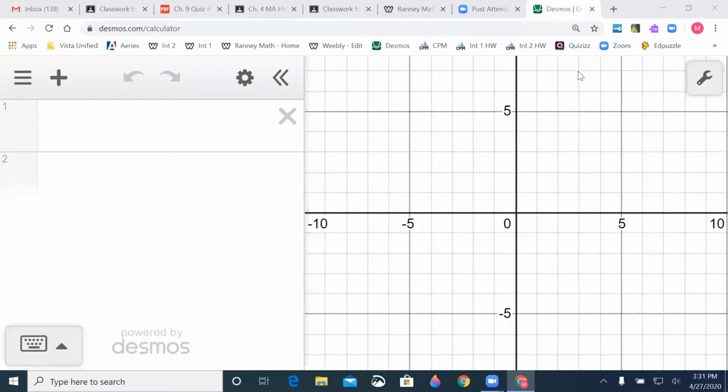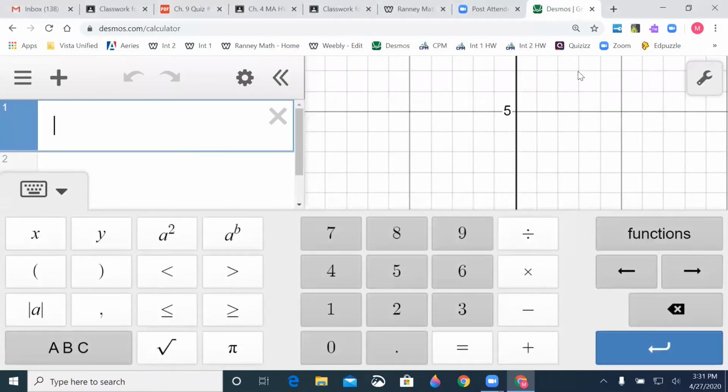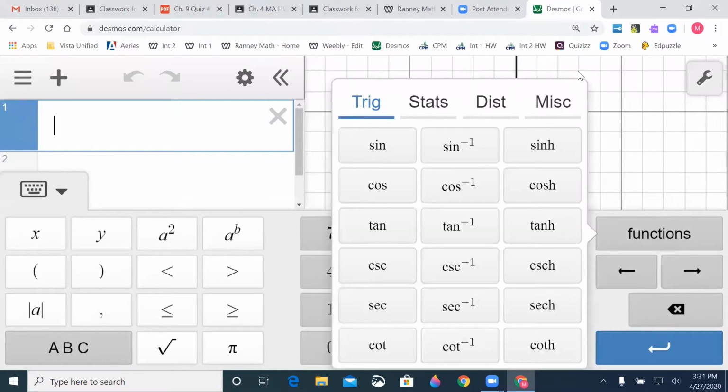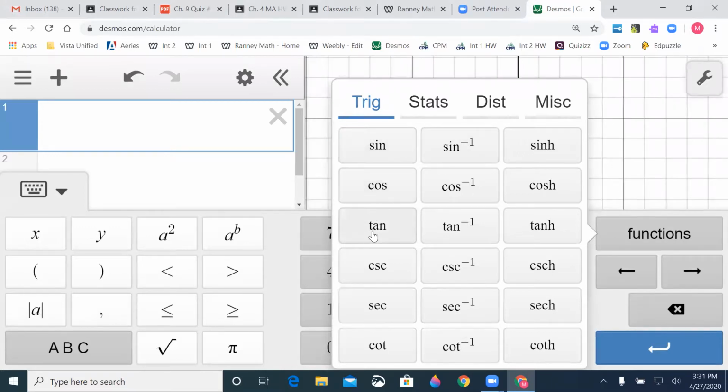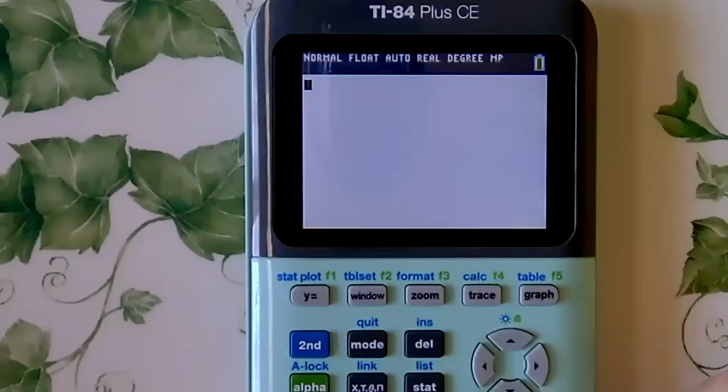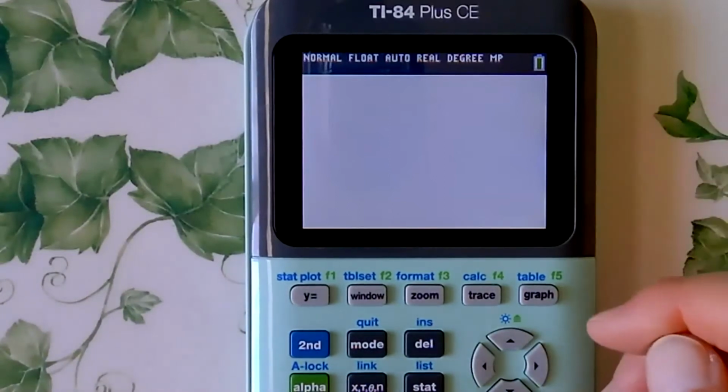So when you are looking at Desmos, if you click on the little keyboard on the screen and you go to functions, you will actually see sine, cosine, tangent, cosecant, secant, and cotangent, okay? These ones here are the inverse functions, but we only have sine, cosine, and tangent on our graphing calculators. So let me show you how you would do that. Right now I have my calculator in degrees, okay?